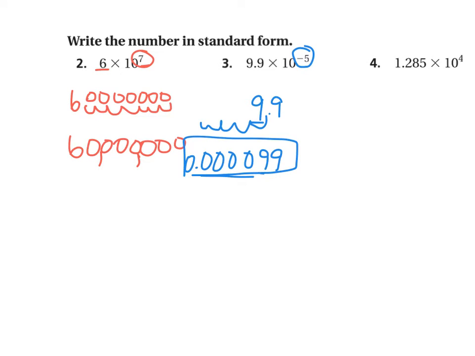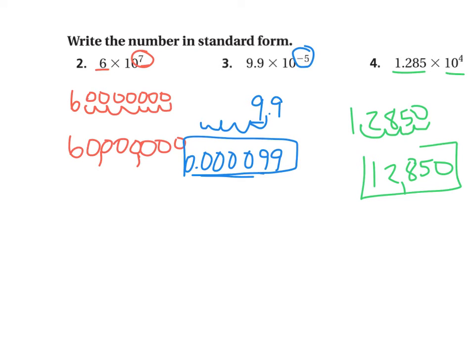And the last one, we have 1.285 times 10 to the fourth. This is greater than 1, 1.285. We're going to move the decimal 4 times. So each one of these counts as 1. 1, 2, 3, and I need to go one more, so I'm going to throw a 0 on the end. So 12,850. Not too bad, right? So positive, move it to the right. Negative, move it to the left.